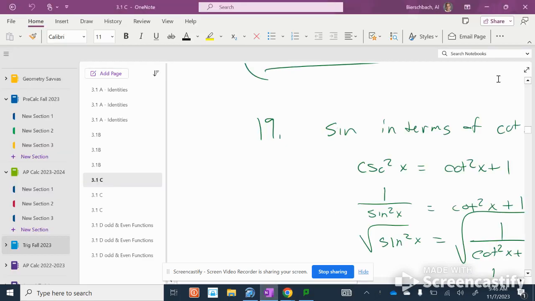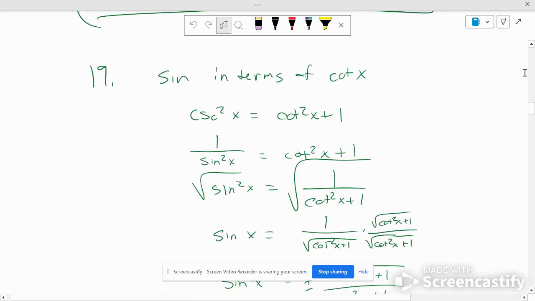Okay, so let's go over 19 through 24. Number 19. We want sine in terms of cotangent.